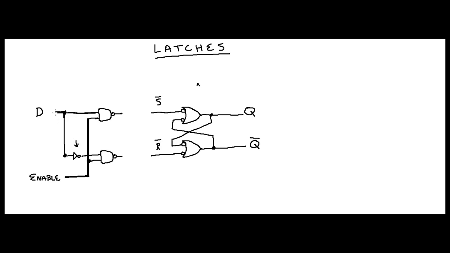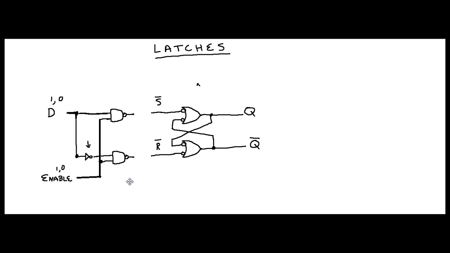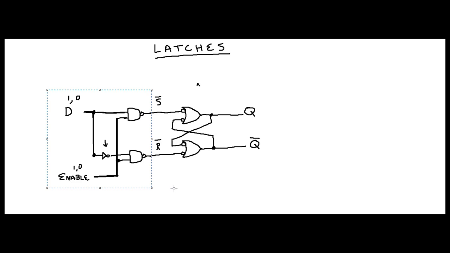So remember, D stands for data. This D can be a 1 or it can be a 0. That's all, right? Your enable can be a 1 or a 0, and that's all. So let's take these and put them together, shall we? There you go. So this is sometimes called a gated D latch or a transparent latch. All right, and you'll see why in a minute.